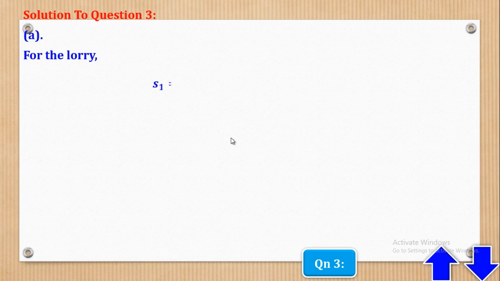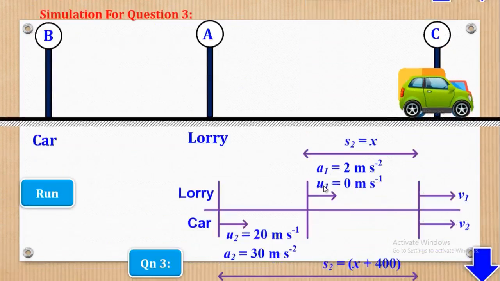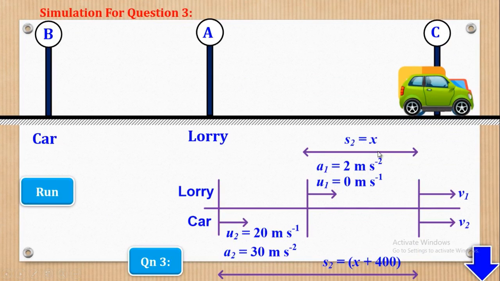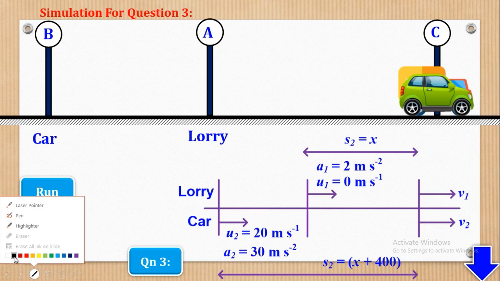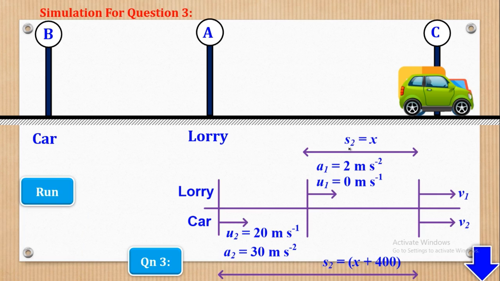So we are going to start with the lorry, and for the lorry we're going to use the second equation of motion. So we have to substitute for S1, U1, A1 and T. Okay, so when you go back to this simulation we designed, you realize that this was supposed to be S1, not S2. So S1 is X, A1 is 2, and U1 is 0. So let's use that information.